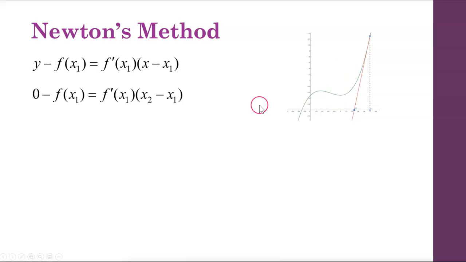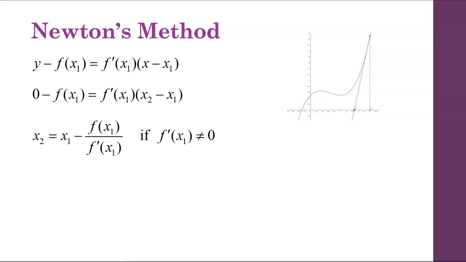So our equation is going to start looking like this, where the y is replaced with 0, because the y coordinate of that point is 0, and whatever the x coordinate is, we would have solved for. And we can rearrange this equation, divide by f prime of x sub 1, and then move things around. And we end up with this equation solved for x sub 2. So x sub 2 can be found by taking x sub 1 and subtracting the ratio of f of x sub 1 and f prime of x sub 1, as long as the derivative is not 0, right?